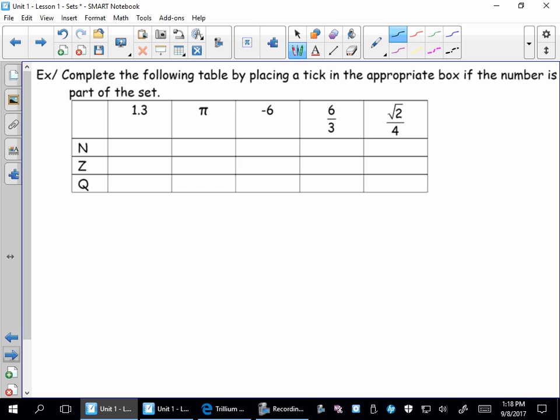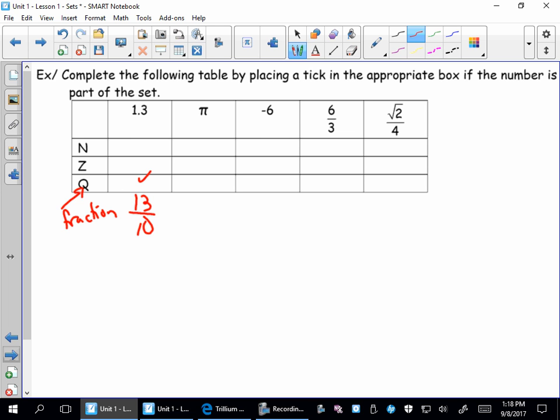Okay, so we have a little example here again. Pause the video, try it yourself, see if you can figure what's going on here. I want to complete a table by placing a tick in the appropriate box if the number is part of the set. So, can I write 1.3 as a natural number? Can I count it on my fingers? No. Is it an integer? No, it has a decimal involved. Can I write it as a fraction? Remember what Q is, that's a fraction. Well, yes, I can. I can write this as 13 over 10.